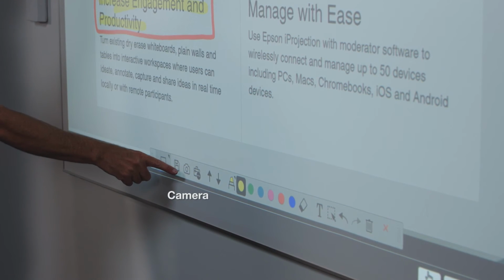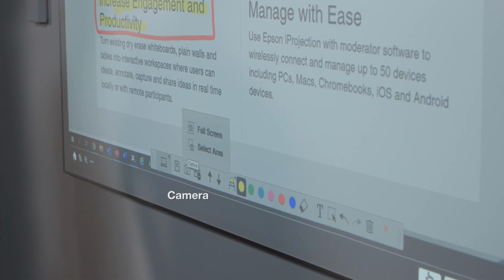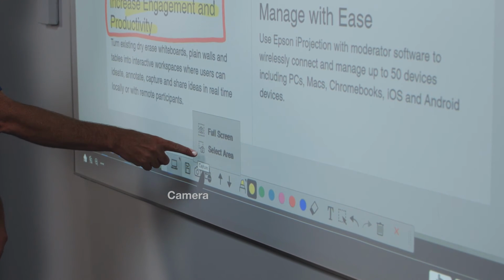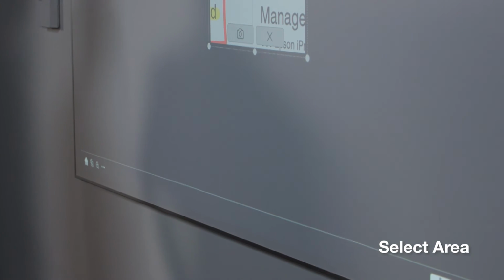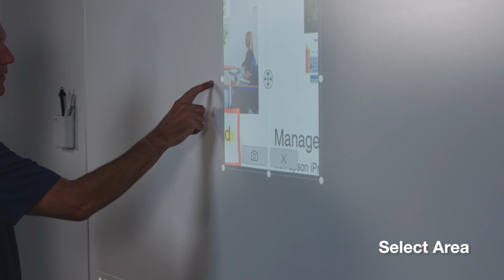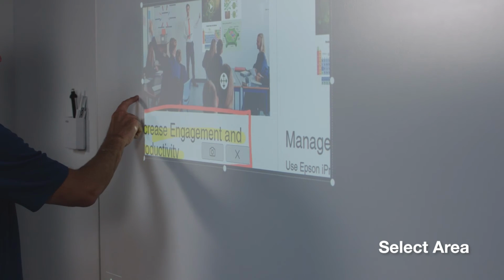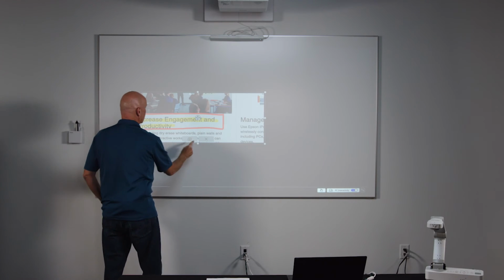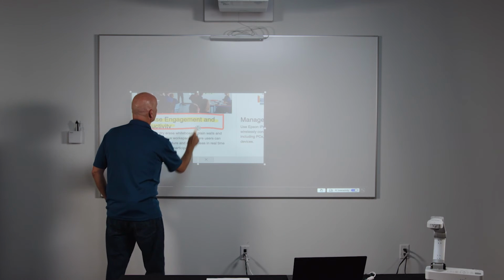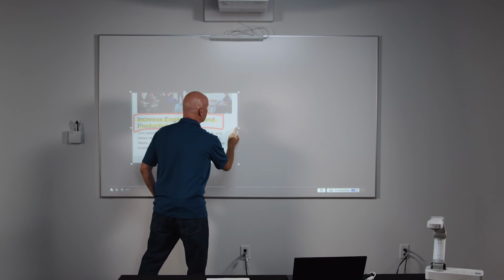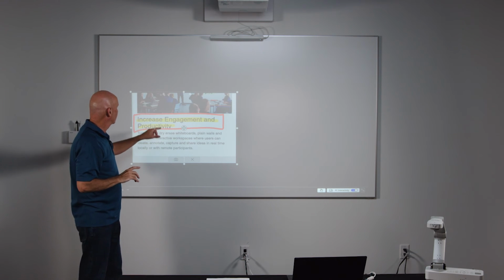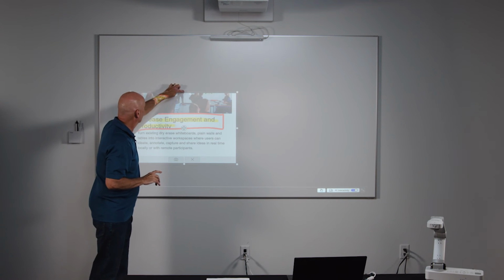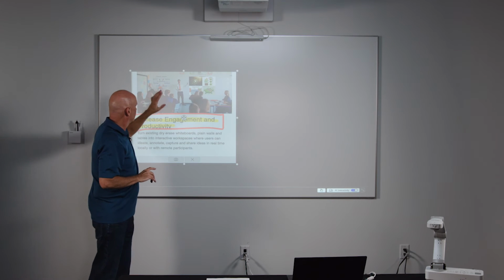So I hit the camera button, and it's going to give me the choice of doing a full screen display or a selected area. So I'm going to select an area. It opens up this small window, and then I open it to capture the area that I want. Once I've done that, I have the ability to capture this and, oops, I'm going to go up a little bit more, and get this whole image.